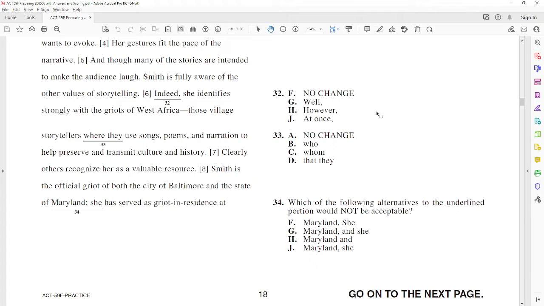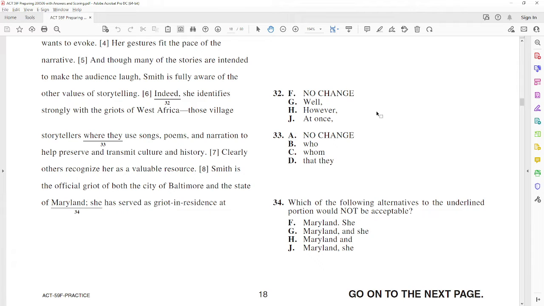Be on watch. So warning to you, there might be other problems that you'll run into because you'll never get it to sound right. But let's see the two things that are connected. We forget about "indeed." "Though many of the stories are intended to make the audience laugh, Smith is fully aware of the other values of storytelling." So they may be funny, but Smith is aware of other values of storytelling besides being funny. "She identifies strongly with the griots of West Africa, those village storytellers who use songs, poems, and narration."